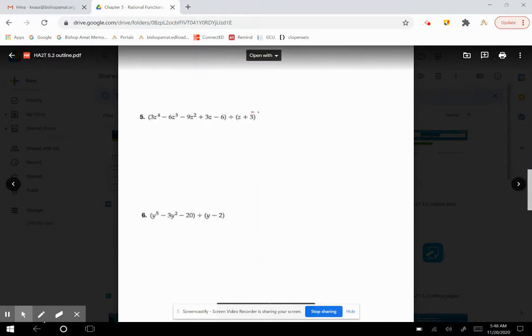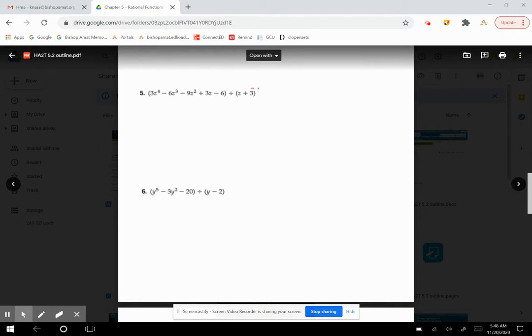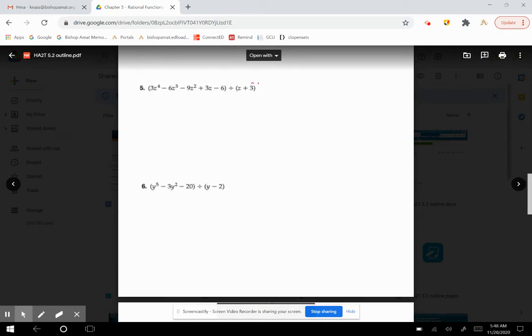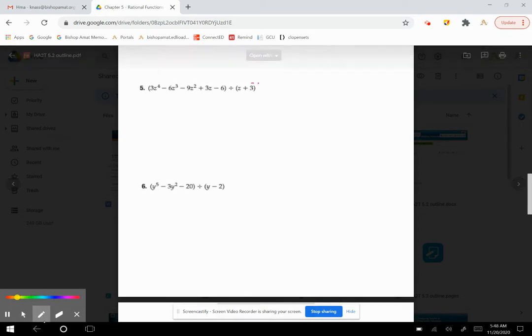Let's look at this one. I want us to do one that's a little bit higher. We'll do 5 and 6, and then we'll be done. So this one here, z plus 3 equals 0 goes in our box. Let me fix that. So -3 is in our box.